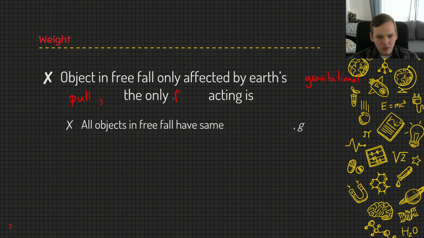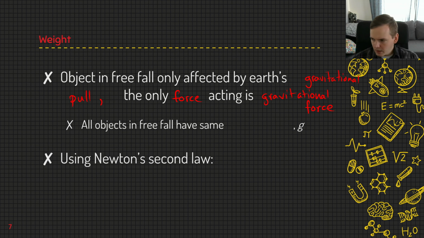In other words, the only force acting is gravitational force. So the only thing pulling on the object is the gravitational force of Earth. All objects in free fall have the same acceleration, and that acceleration is known as g. And g is equal to 9.8 meters per second squared, or 10.